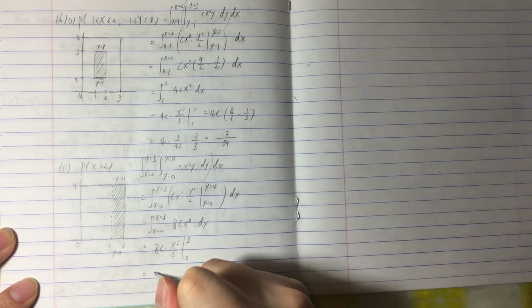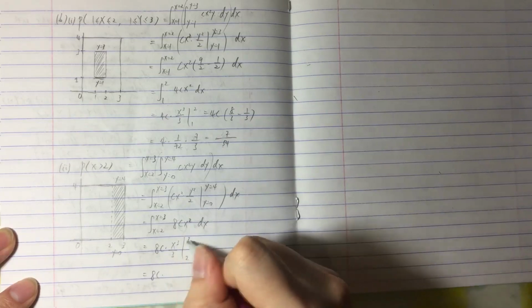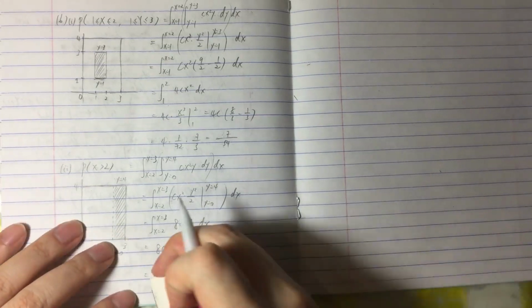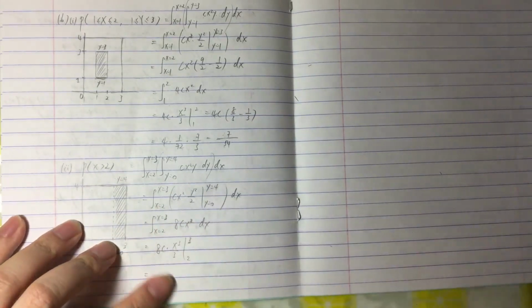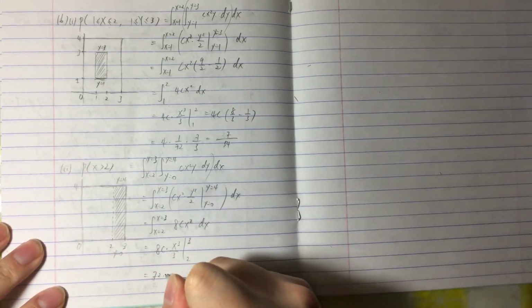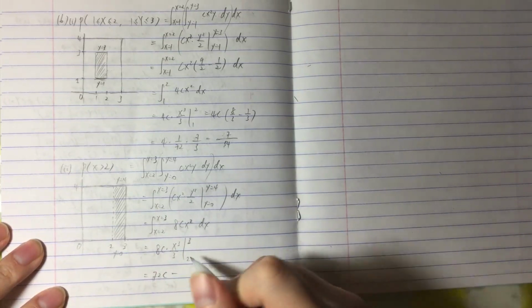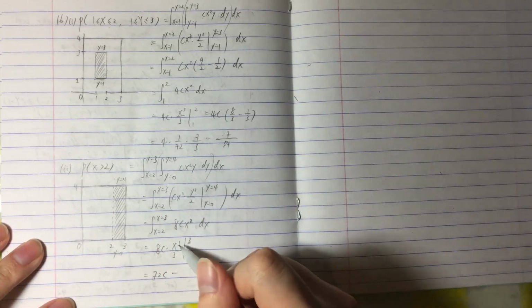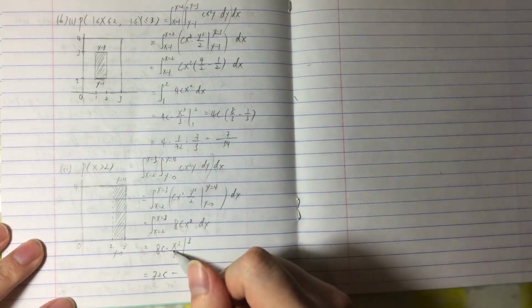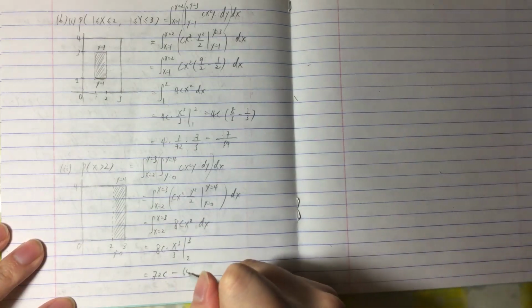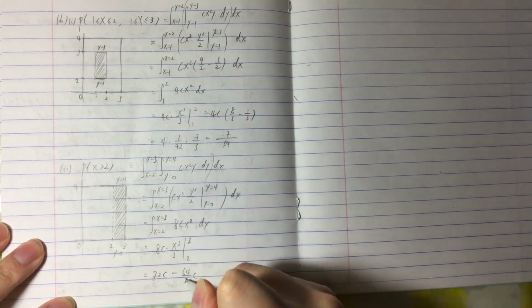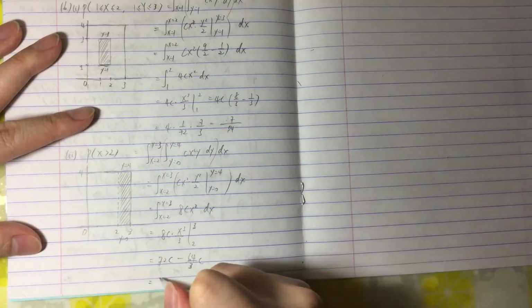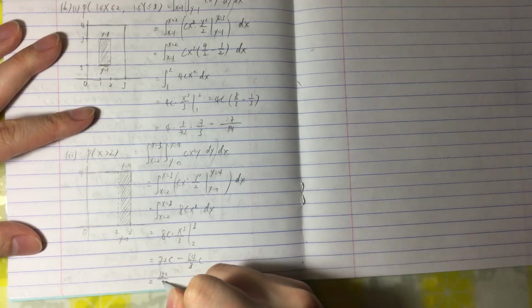If I plug in 3 for x, 3 cubed is 27. 27 over 3 is 9. 9 times 8 is 72. I get 72c. If I plug in 2, 2 cubed is 8. 8 over 3 is 8 over 3, times 8 is 64 over 3 c. Then I combine like terms. I get 152 over 3 c.